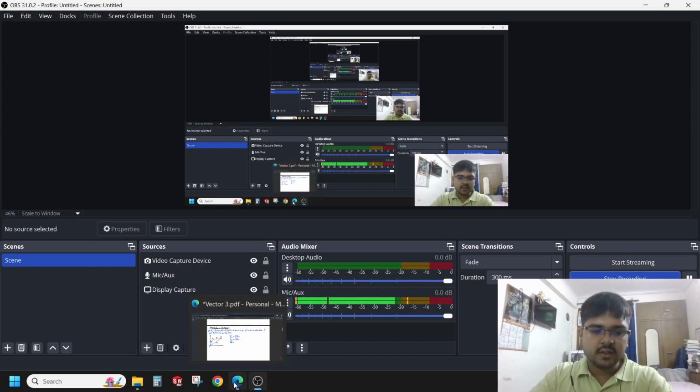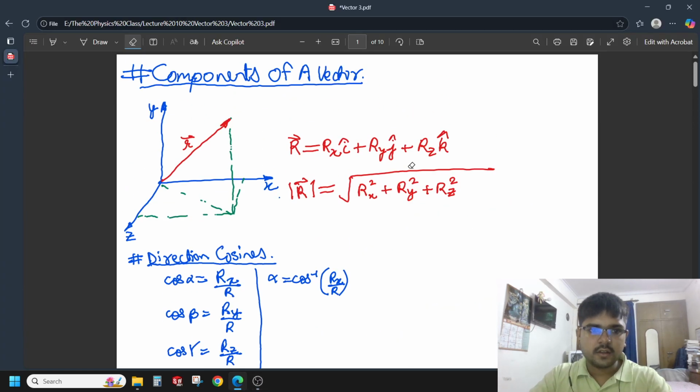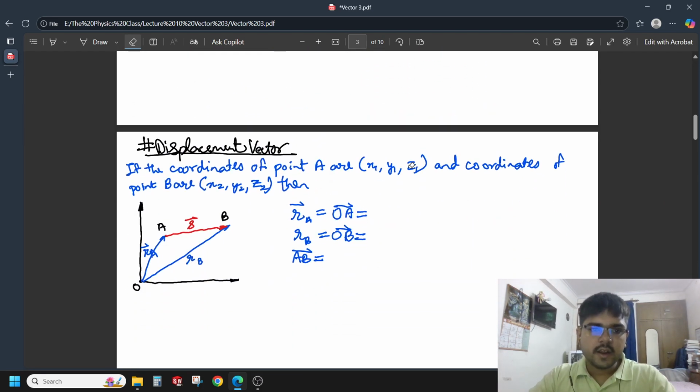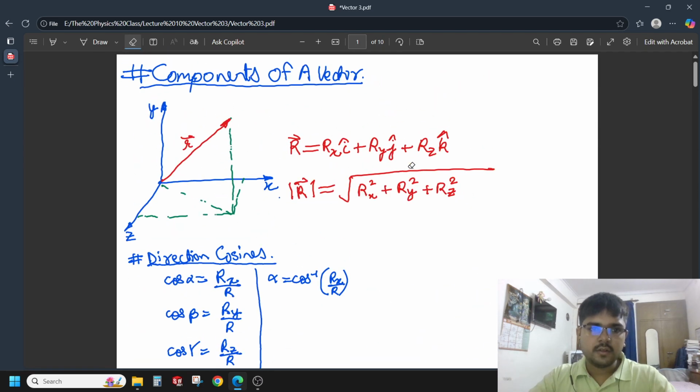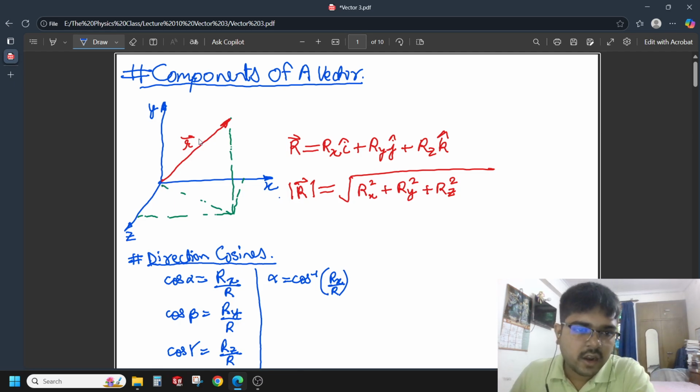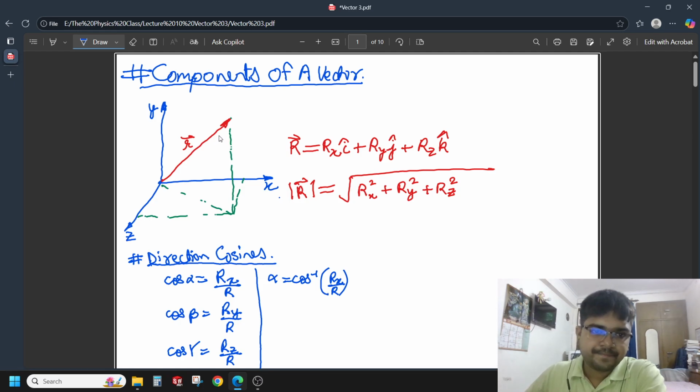In this lecture, we are going to study components of a vector, position vector and displacement vector. So first up is components of a vector. So this is the coordinate axis x, y, and z, and the vector here is r vector. So r vector has three components here.